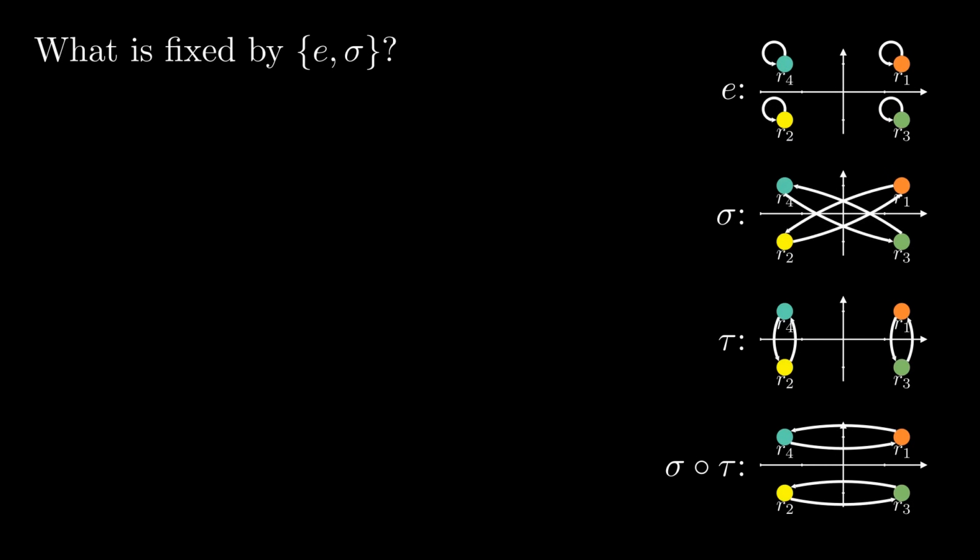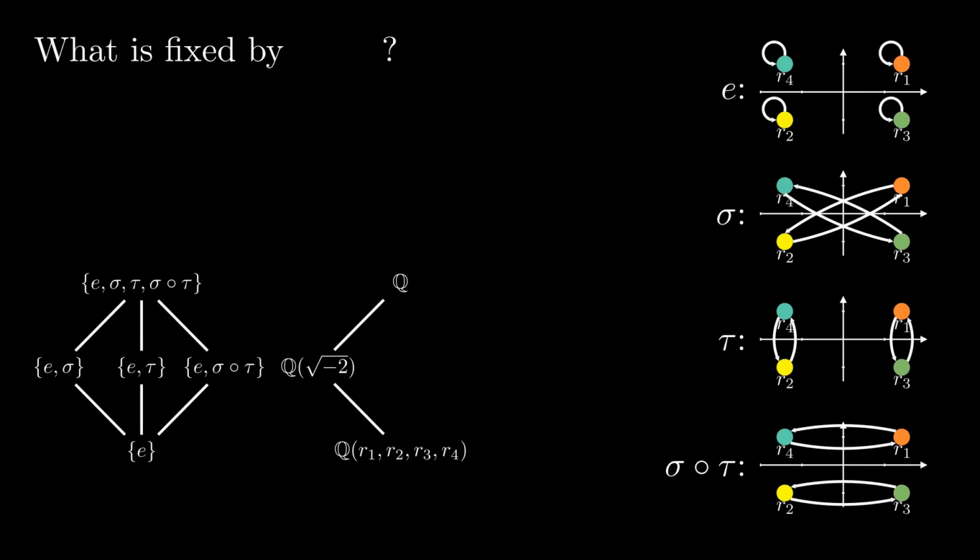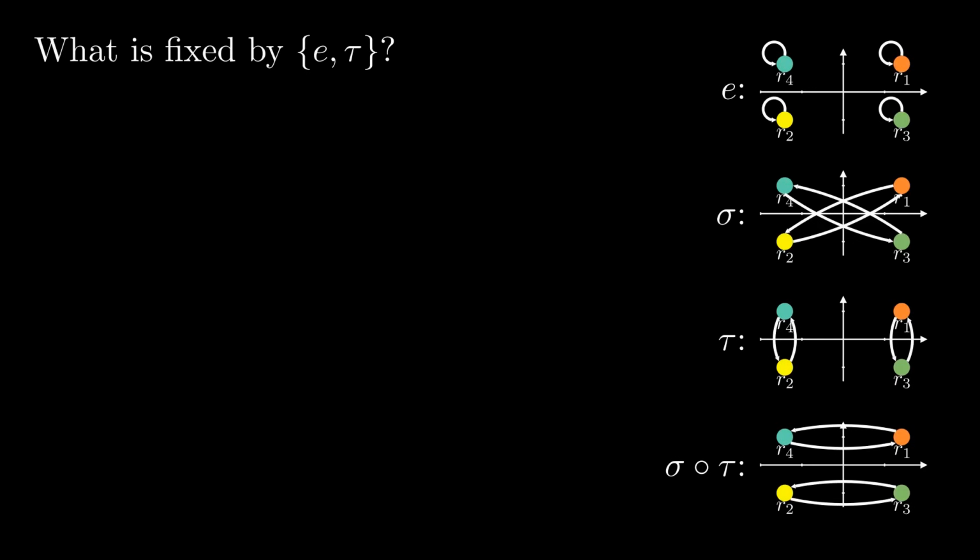So the fixed field of the subgroup with only sigma is the rational numbers along with square root of negative 2, as we determined with a bit of magic. The next subgroup is E and tau, tau switching R1 and R3.